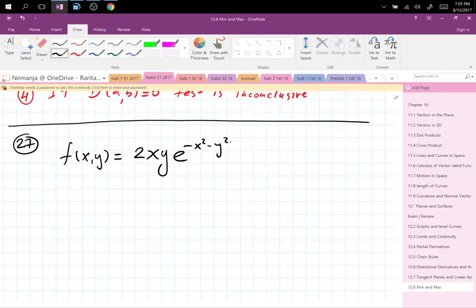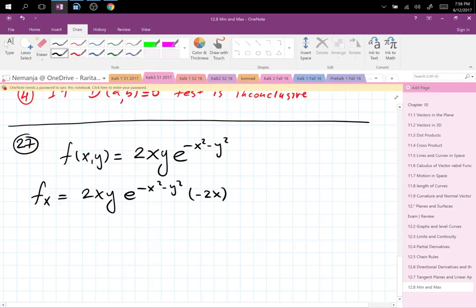All right, let's take a look at the partial derivatives. So we have two partial derivatives to take. Fx first. So this is the derivative in respect to x-axis. And it's a product rule. So we have to deal with that. So copy the first times derivative of the second plus copy the second times derivative of the first.